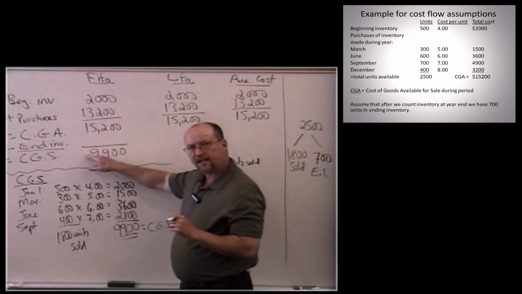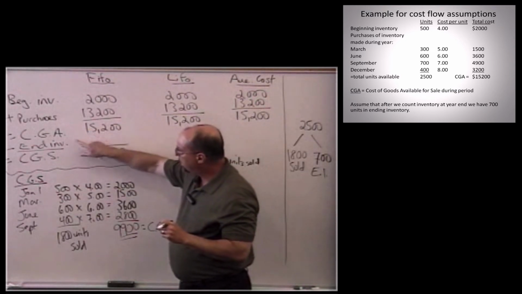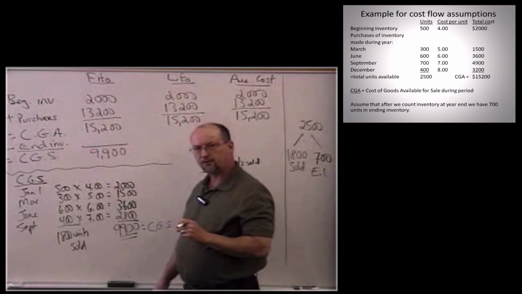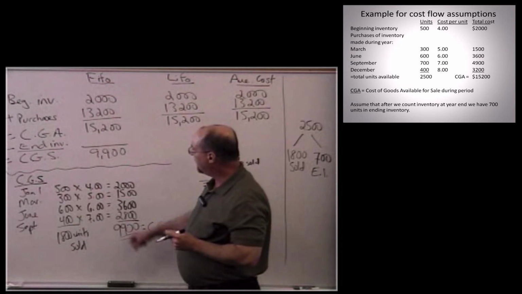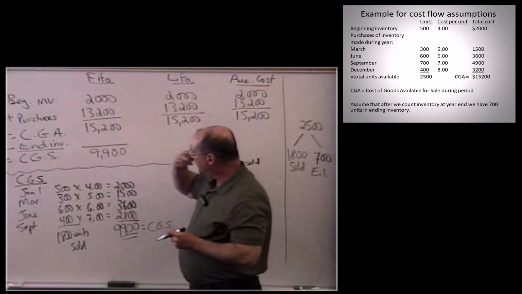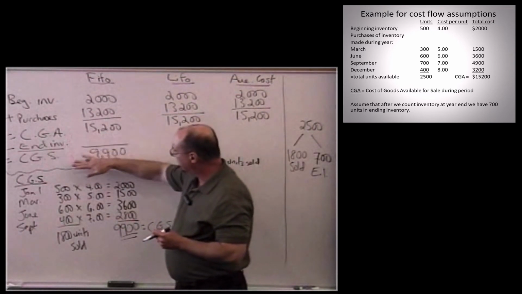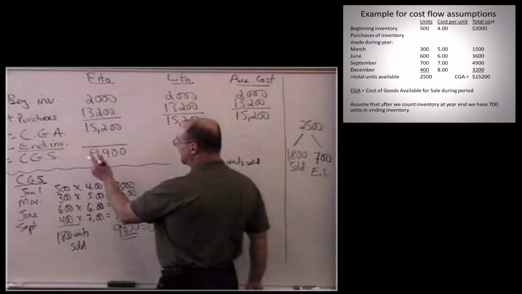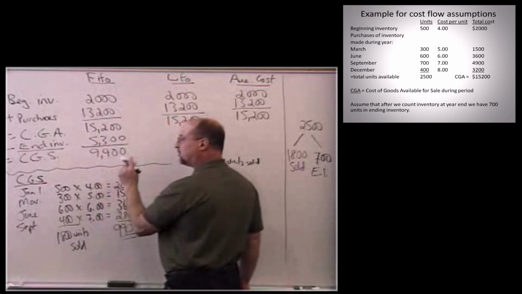We could also say 15,200, cost of goods available, minus cost of goods sold, gives us ending inventory. So there's two different ways that we can calculate ending inventory. All right? And so we can either say 15,200 minus X equals 9,900, or 15,200 minus 9,900 gives us ending inventory. And our ending inventory in this case would be 5,300. Okay, so this is what we call the shortcut.